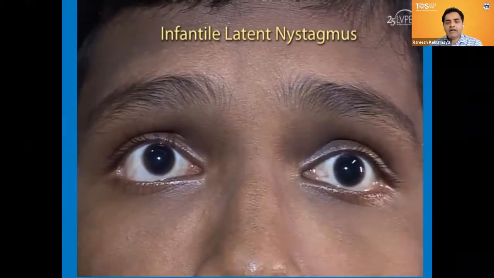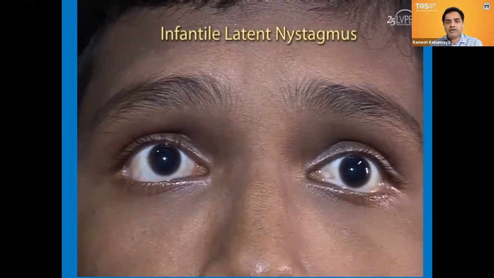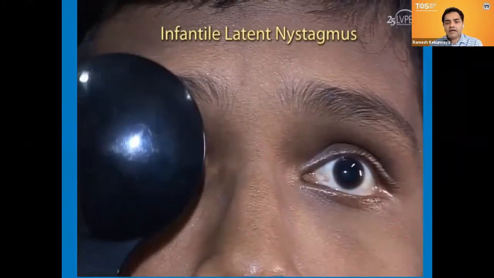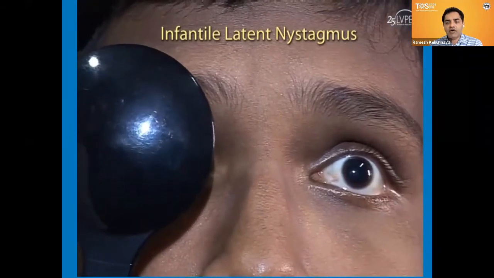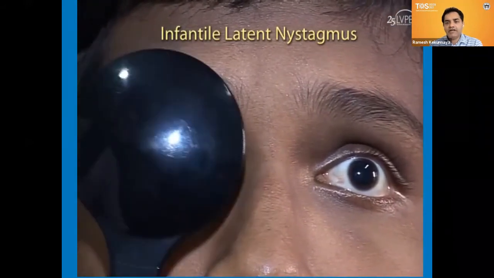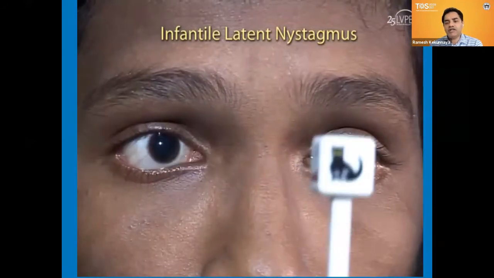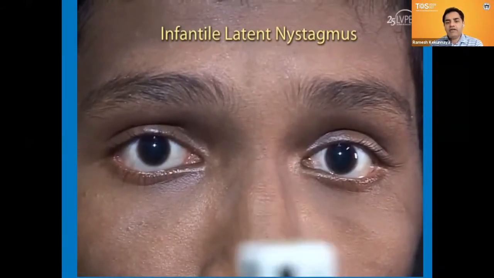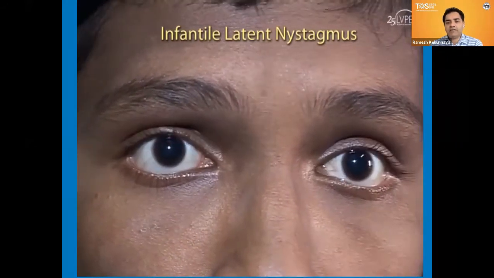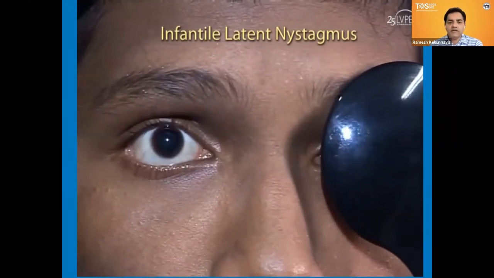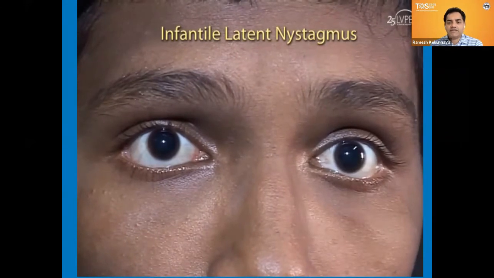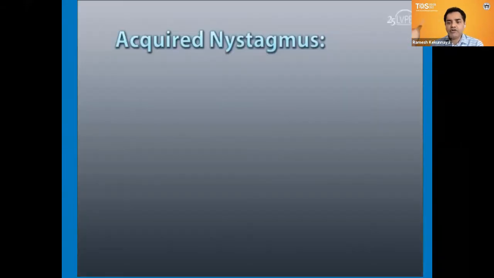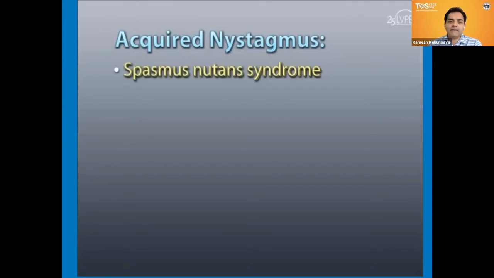The latent type is mainly because you can see that on occlusion, there is an increase in the waveforms, and also their visual acuity decreases. This is fusional maldevelopment nystagmus. This is very, very typical. They can also have nystagmus blockade. See that the nystagmus is increasing. These are some of the very simple things you need to know with regard to congenital nystagmus.